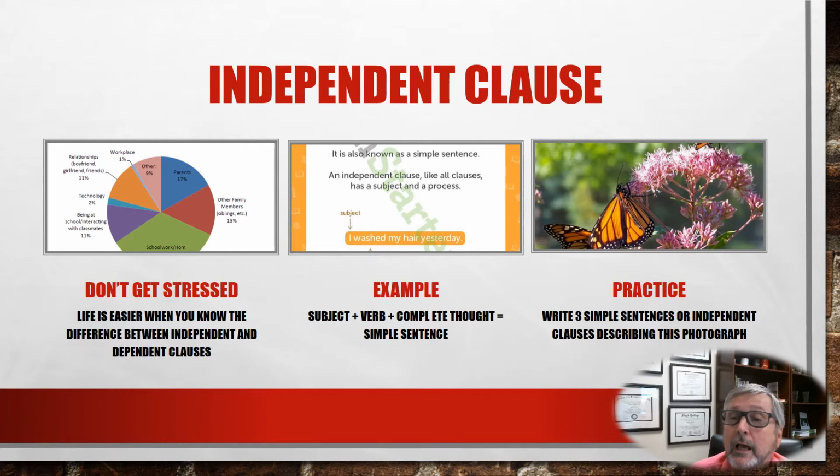In the third slide, you'll see a photograph, a very colorful photograph, I think, of a butterfly sitting on a little flower, and I want you to practice that. I want you to take out a piece of scratch paper or something you have there at home and write 3 simple sentences or independent clauses that describe the photograph. I should really stop here and give you an opportunity to write your own sentences.